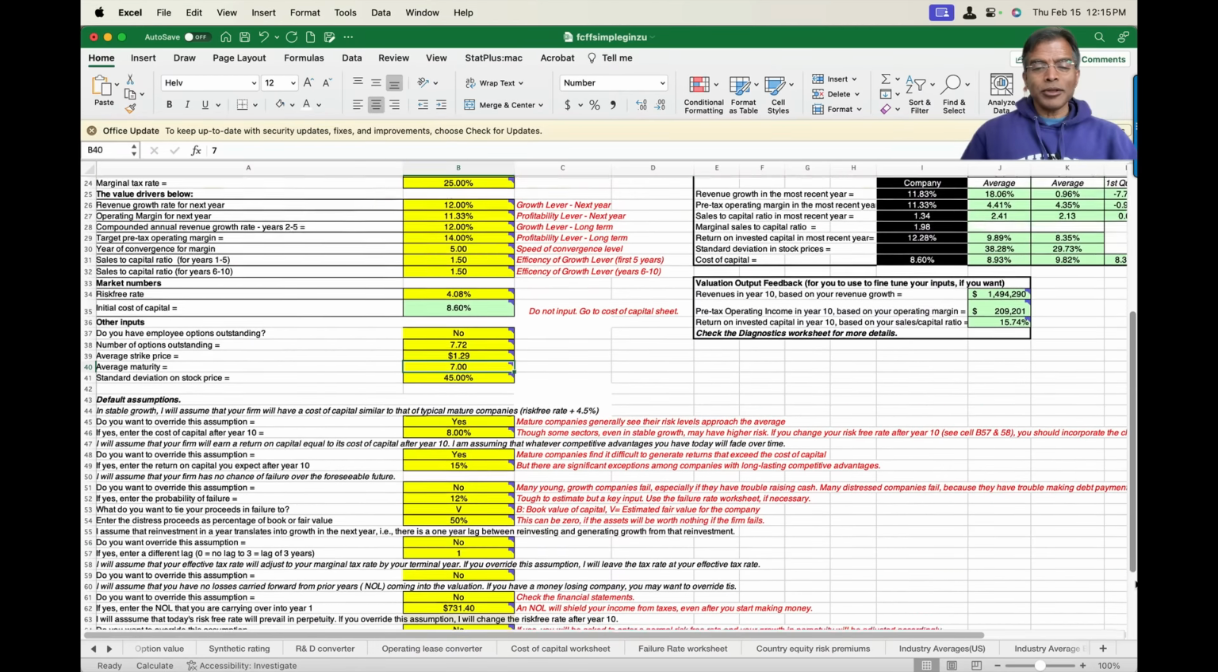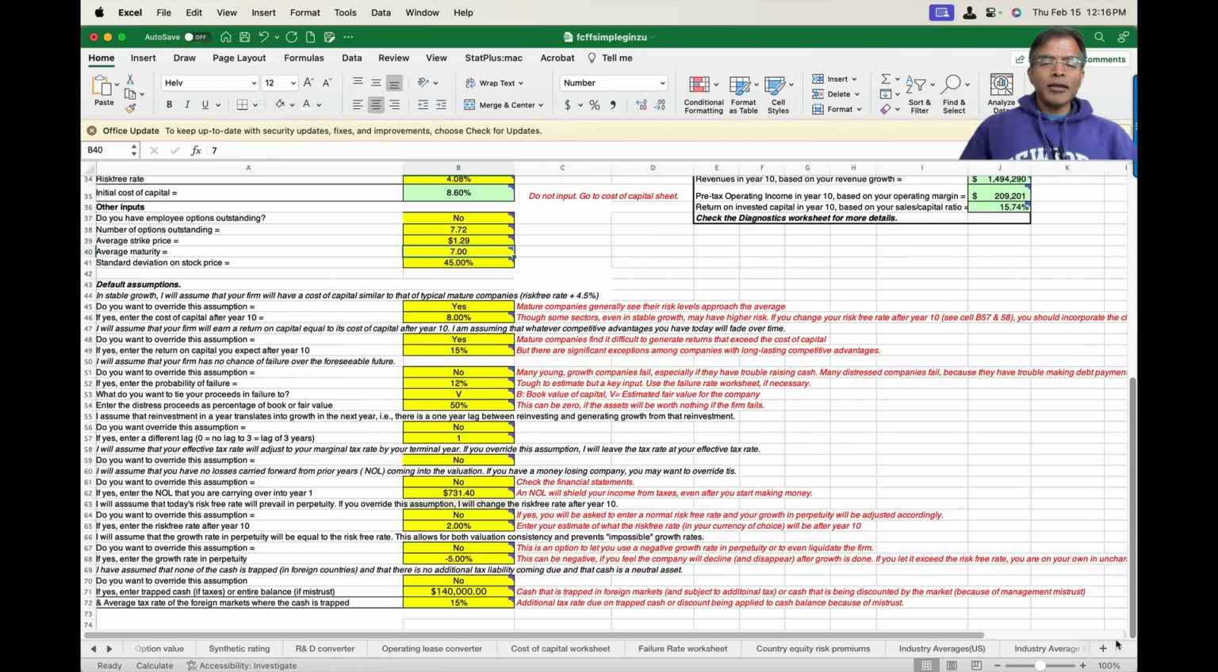We're pretty much done with the valuation, but then I give you a few bells and whistles. And these are options that you don't have to use to finesse your valuation. So if you have no idea what you're doing, the safest thing to do is enter no to every single one of these questions. But here's what the questions allow you to do.